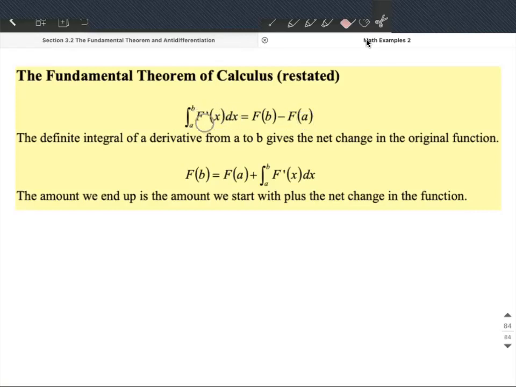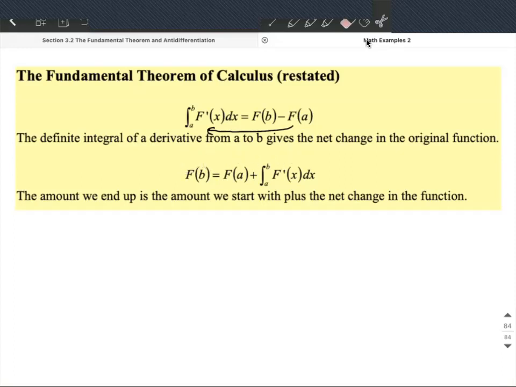The net change can be represented by this integral on the left-hand side equals the final position, or where you end up, minus the starting position where you began. Well, we can rearrange this just slightly by adding that f of a to the left-hand side. So that'll give us f of a plus this integral is equal to, on the right-hand side from the original, but we've repositioned it over on the left-hand side, so the f of b.